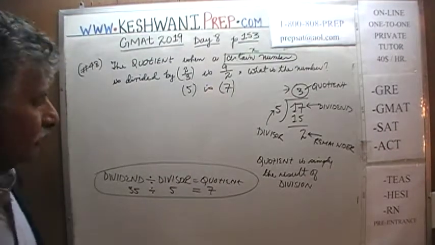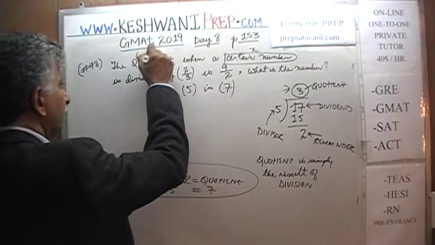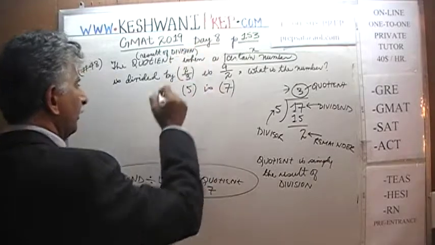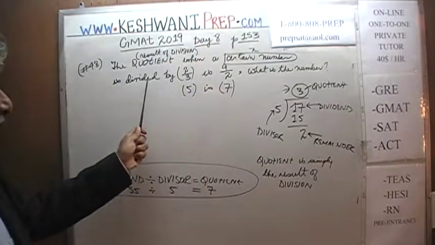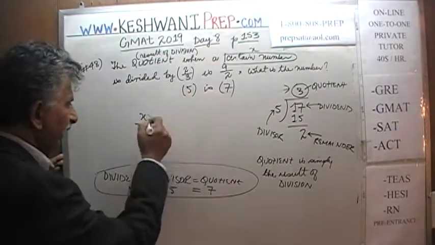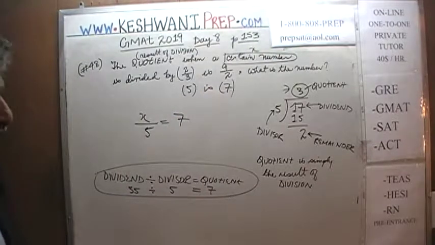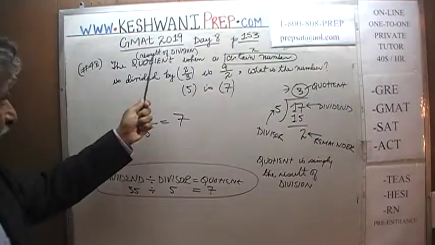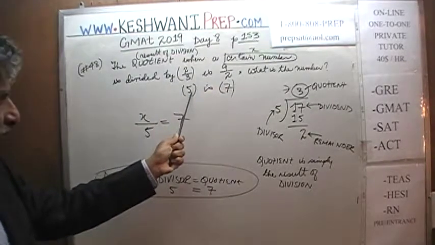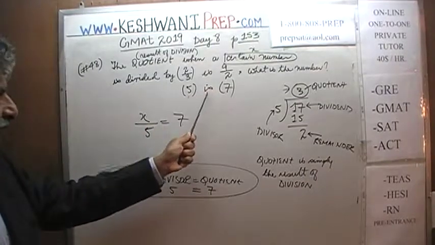One more time. So now the problem reads, the quotient, in other words, the result of the division, when a certain number x is divided by 5, that result is 7. That's what this says. The result of the division, in other words, the quotient, when x is divided by 5, is 7. You see that? When x is divided by 5, the result is 7.